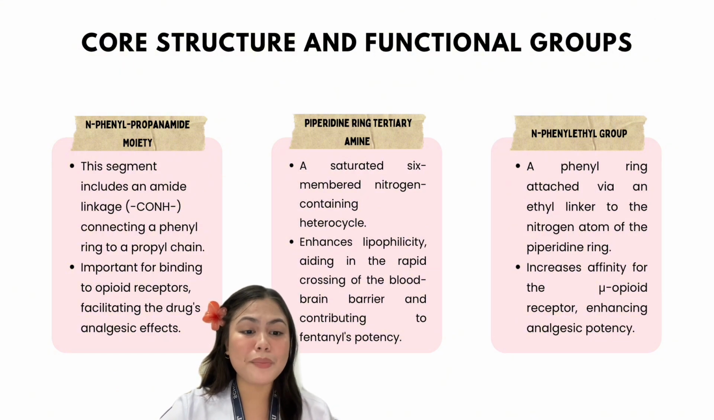The second one is the piperidine ring tertiary amide, a saturated 6-membered nitrogen-containing heterocycle. This enhances lipophilicity, aiding in the rapid crossing of the blood-brain barrier and contributing to fentanyl's potency. Lastly is the N-phenylethyl group, a phenyl ring attached via a nitrogen atom of the piperidine ring. This increases affinity for the mu-opioid receptor, enhancing analgesic potency. These functional groups collectively enable fentanyl to bind effectively to opioid receptors, resulting in its potent analgesic effects.